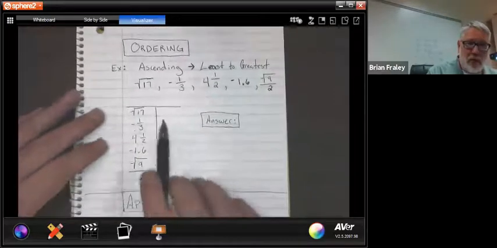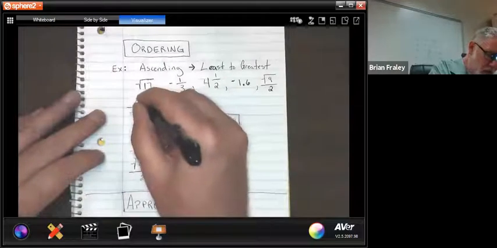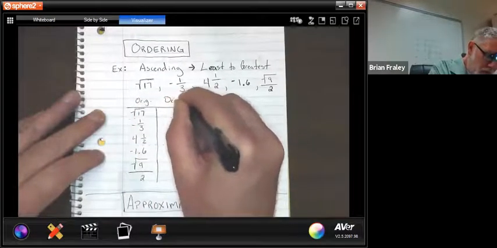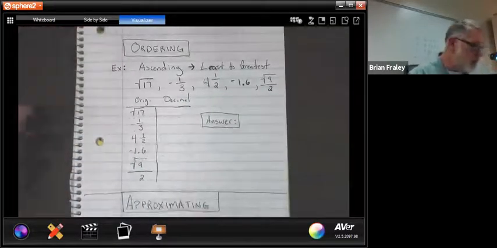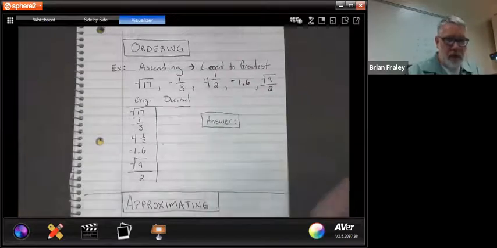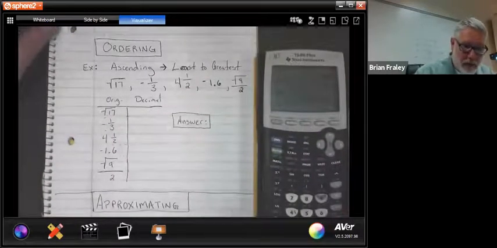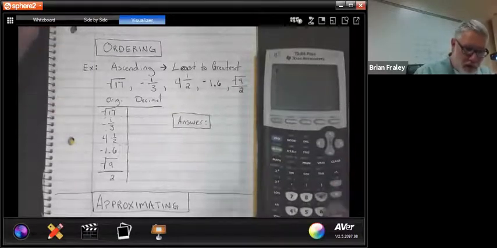What I did first was I went ahead and made my T-chart. I have my original and my decimal, because that's what we do. We convert everything into decimals. So the first thing I'm going to do, and I'm going to use my old trusty calculator. You might be able to see that. I don't know. I guess you can. I'm going to do the square root of 17.